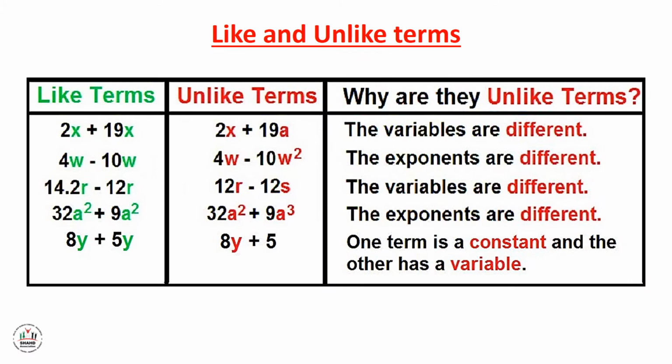Now we will define the like and unlike terms. Like terms are the terms which have exactly the same variable with its degree. Like 2x plus 19x. Both have exactly the same variable, which is x to the power 1, and we can add these two terms together. 2x plus 19x equals 21x. 2x plus 19a, they don't have the same variable. 2 has x, 19 has a. So we can't add or subtract these two terms together.